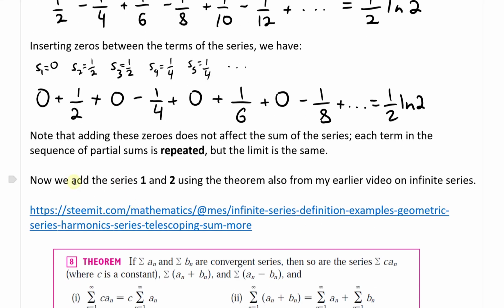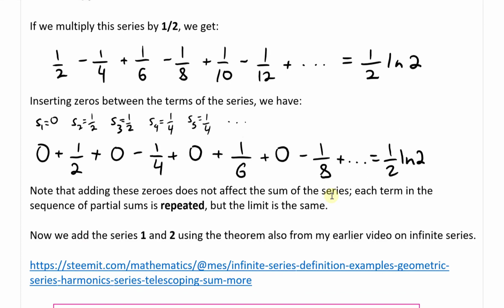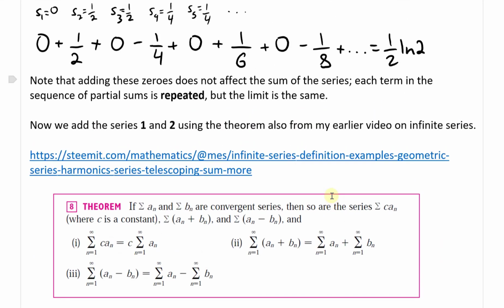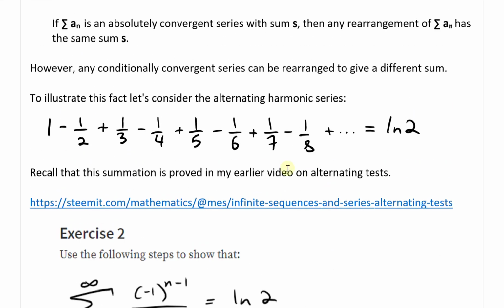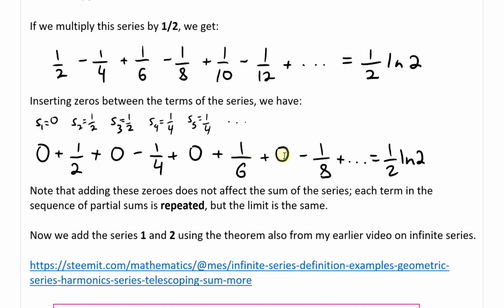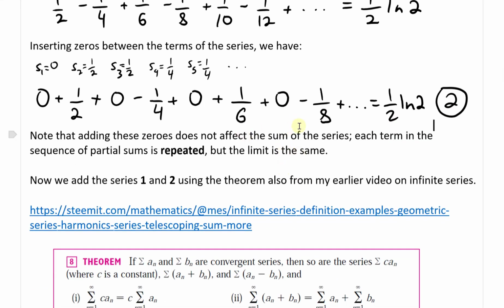Now going further, we add series 1 and 2 using the theorem from my earlier video on infinite series. I'll get to this theorem in a bit. I'm going to call the generic alternating harmonic series series 1. The one we just modified, divided by 2 with added zeros, we'll call series 2. We're going to add those up and see what happens, using this theorem.